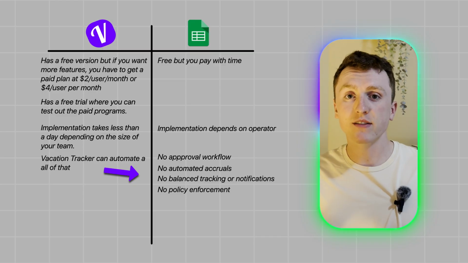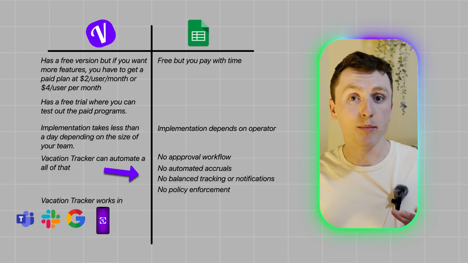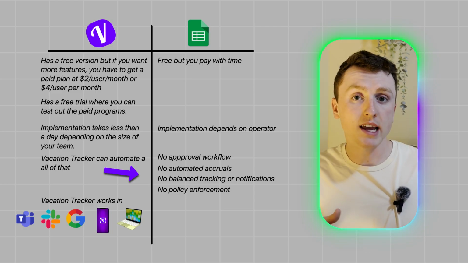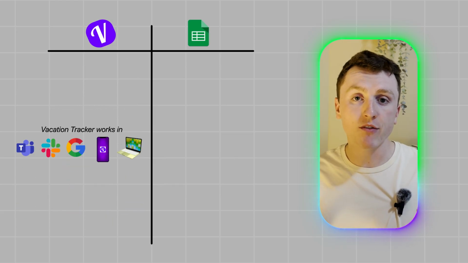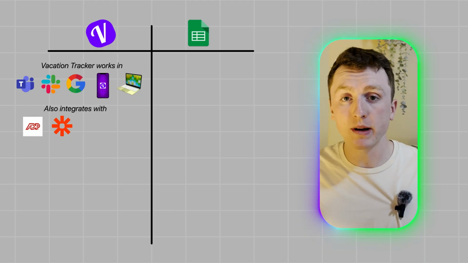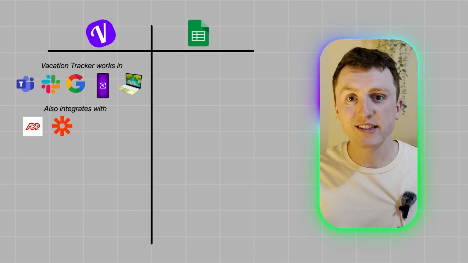For integrations, Vacation Tracker works in Microsoft Teams, Slack, Google Workspace, a mobile app, or even on just a general internet browser. This means that employees can request time off where they're working, and it won't take you out of your workflow, which makes everybody more productive. It also integrates with ADP, Zapier, and has an open API, so you can integrate it with basically anything you want. Of course, Google Sheets doesn't really do this.